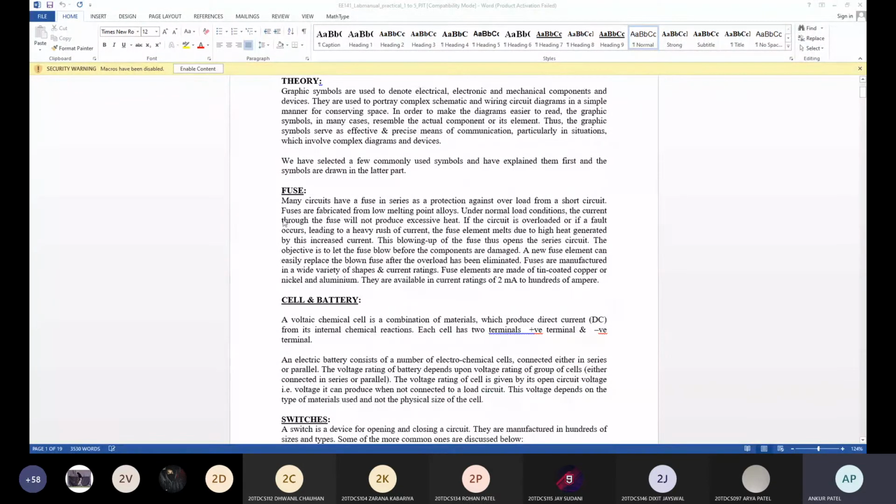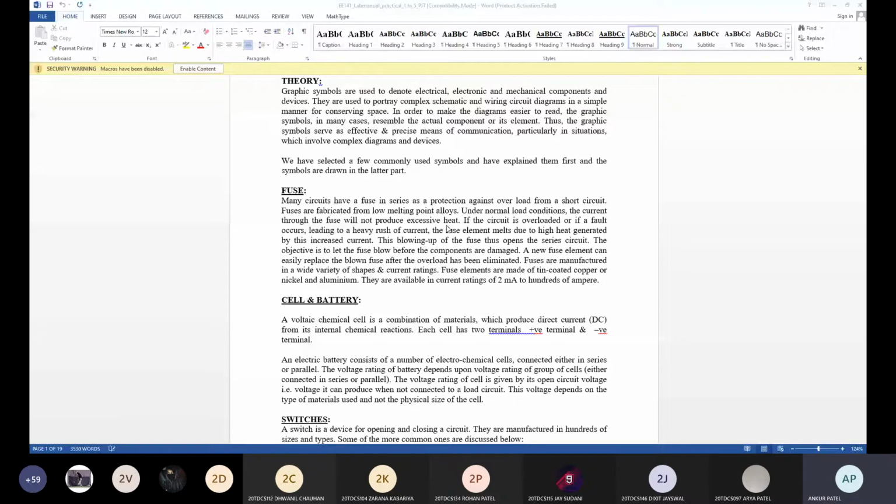So functions are given. Fuse: nowadays it is replaced by MCB, miniature circuit breaker. So what is the function of a fuse? It is connected in series to give protection against overload and short circuit. As fuses are fabricated from low melting point alloys, under normal load conditions the current through the fuse will not produce excessive heat. But if the circuit is overloaded, or if a fault occurs, then it leads to a heavy rush of current.